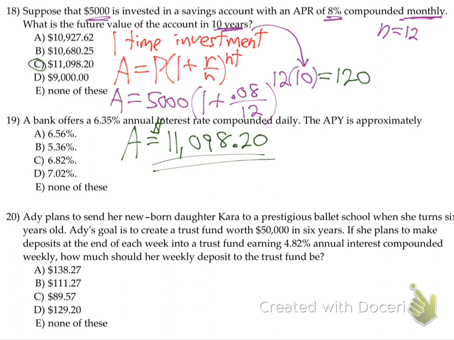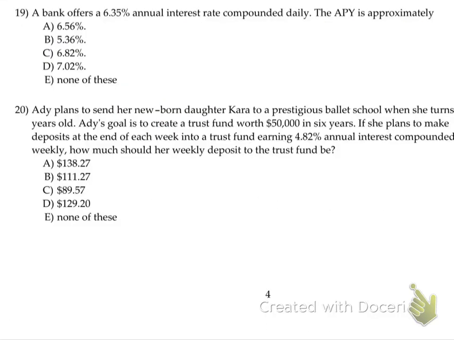Right. Let's keep moving. Okay, so 19. A bank offers a 6.35% annual interest rate compounded daily. The APY is approximately? Is it a trick question?